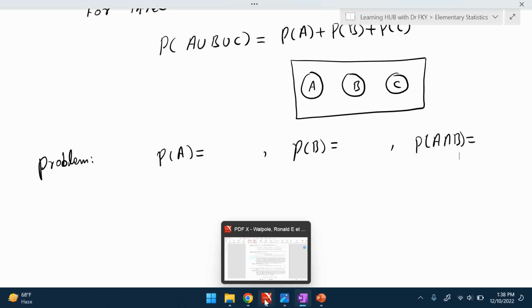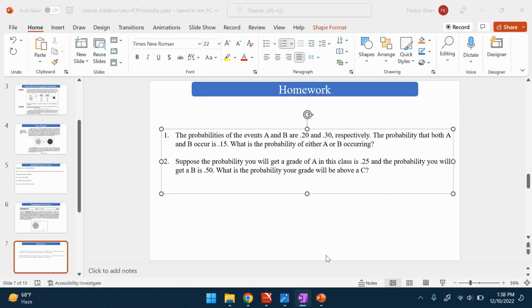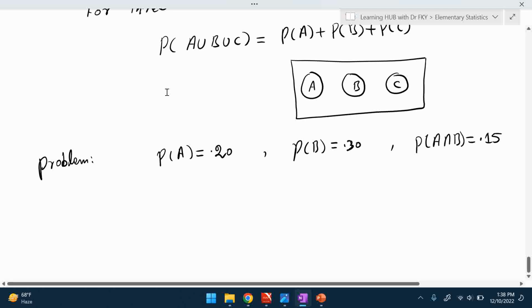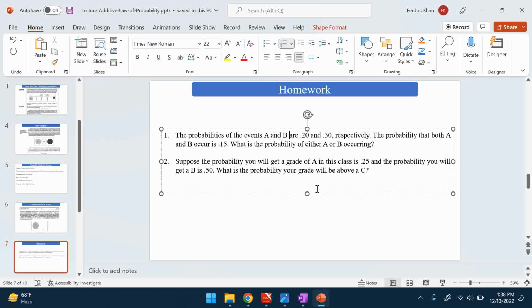Let's check these probabilities once more. These probabilities are 0.20, 0.30, and 0.15. Okay, you can see why I wrote probability of A intersection B. You can check there that the probability that both A and B occur is 0.15. This means that this is the intersection point, both occurring. So this probability is 0.15.